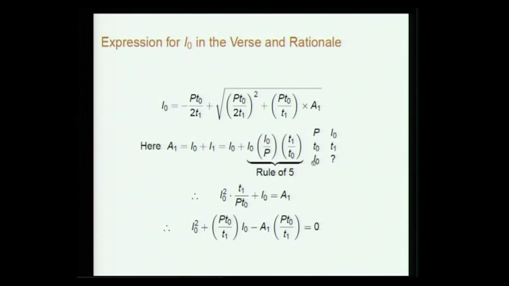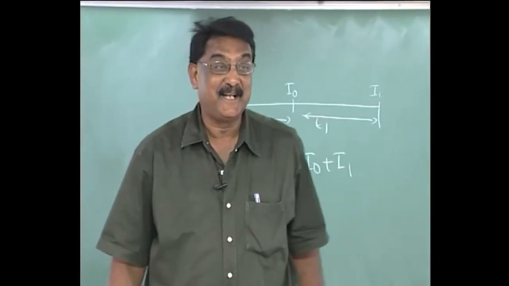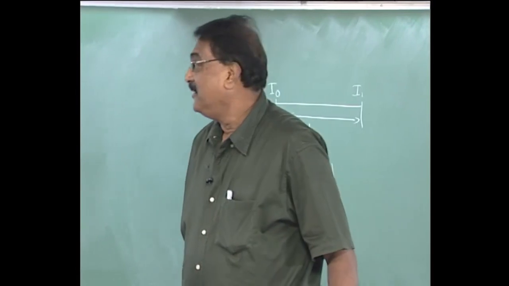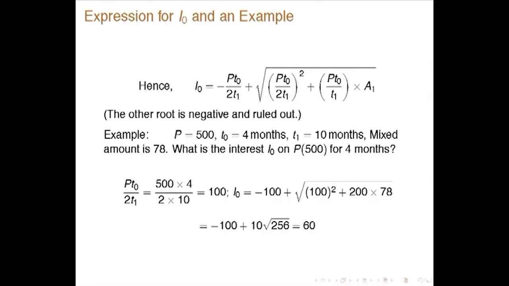So, this is the rule of 5 we are doing. This is A1, and A1 is given. So, I0 squared into T1 by P T0 plus I0 is A1. So, this is the equation. You see that a quadratic equation is coming. So, the solution of the quadratic equation is given by this.